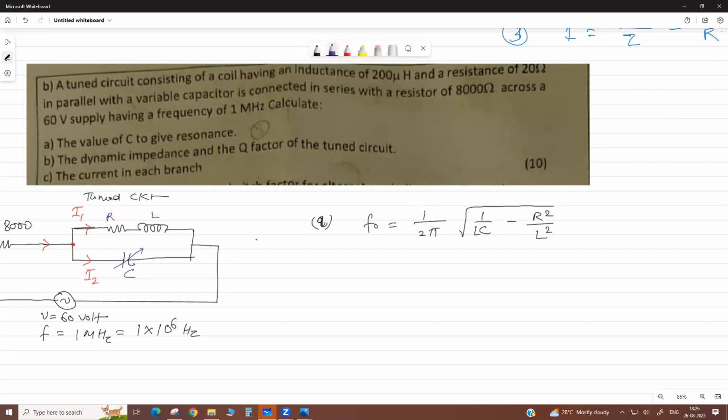But as compared to inductor, how much is this value? It is 200 microhenry. This is 20 ohm. Okay.